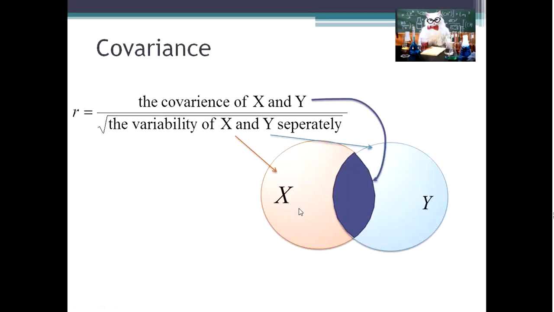But genetics, perhaps the content of your diet while you were growing up, these are things that are going to influence both height and weight together. And those things go here in this overlap portion, the covariance.